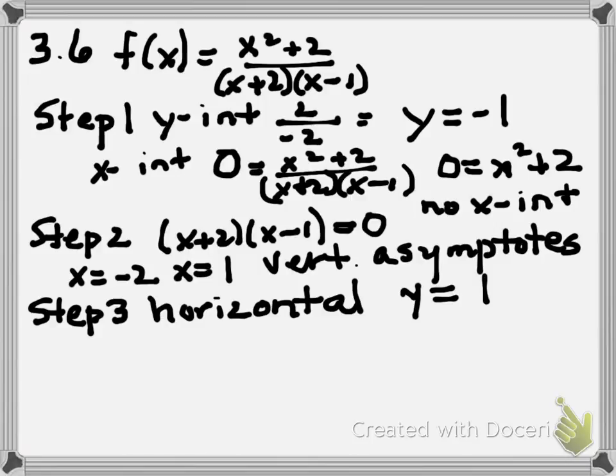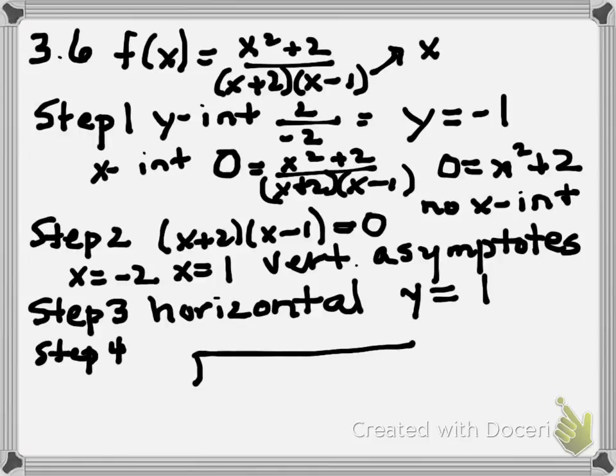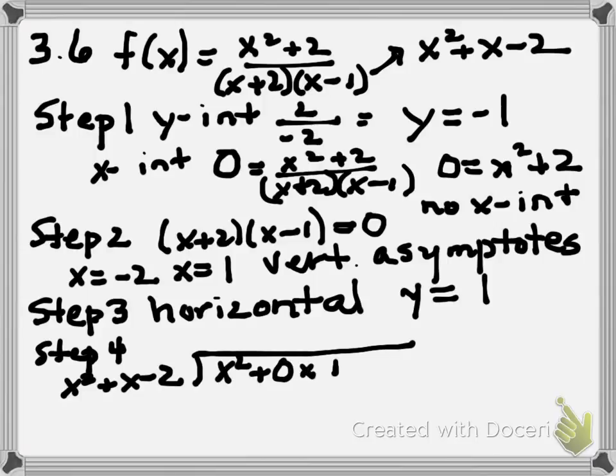Okay, now I want to take a look at long division here. In the denominator, I have x times x is x squared, a positive 2x, and a negative x is positive x minus 2. That's the divisor. And we have x squared plus 0x plus 2. We're going to do long division here.